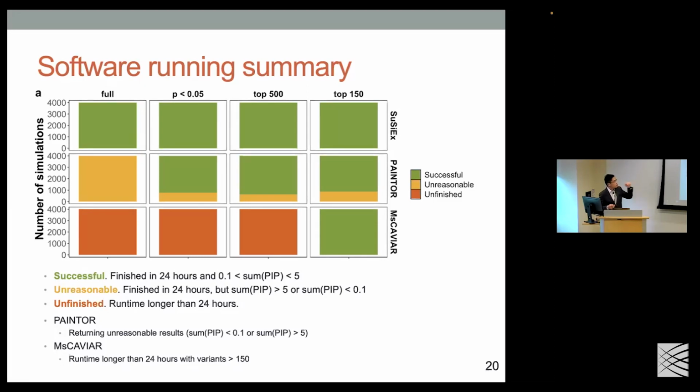For running status, SuSiEx performs well. It successfully finishes within 24 hours, usually in just several minutes or seconds. The unreasonable results mostly come from PAINTOR, especially for the larger variant sizes. For MsCAVIAR, the runtime is extremely long, and it can only handle at most about 150 variants.